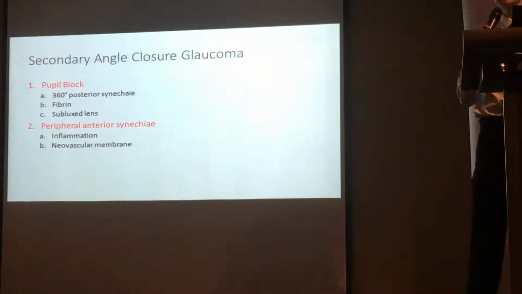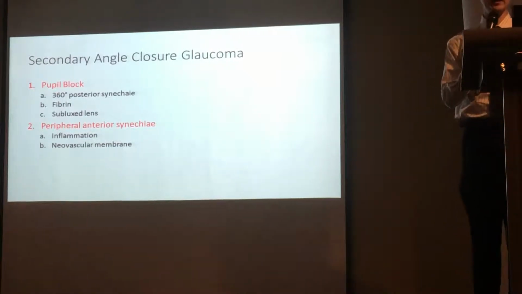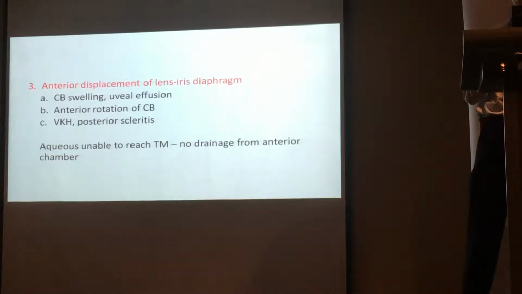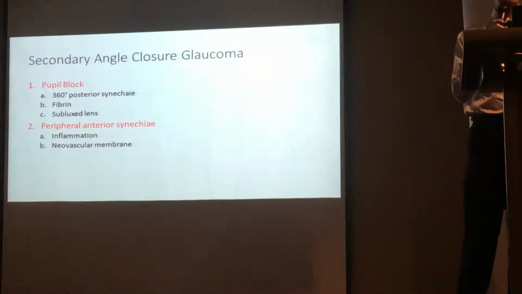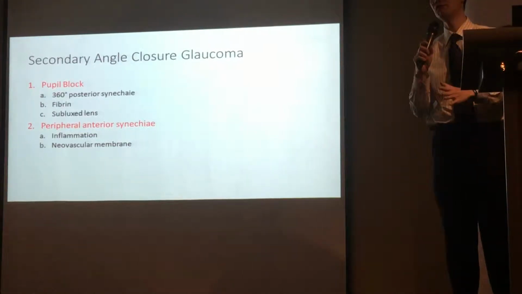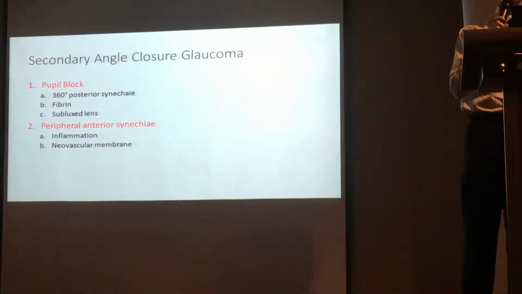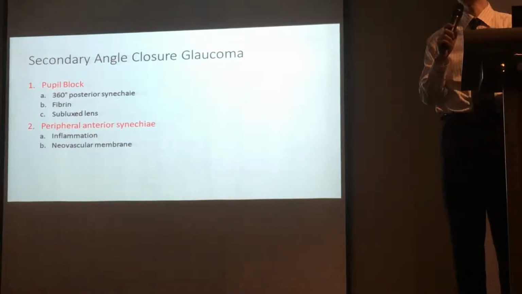So for secondary angle closure glaucoma, I divided it into three parts. One is pupil block, the next is PAS, peripheral anterior synechiae, or it could be anterior displacement of the lens iris diaphragm. So if it's pupil block, this patient could be suffering posterior synechiae. Again, very frequent if there's a lot of anterior chamber reaction, a lot of inflammation mainly in the anterior chamber. The patient who is usually phakic, after some time you might find that his pupil is very small and the pupil is really quite stuck down.